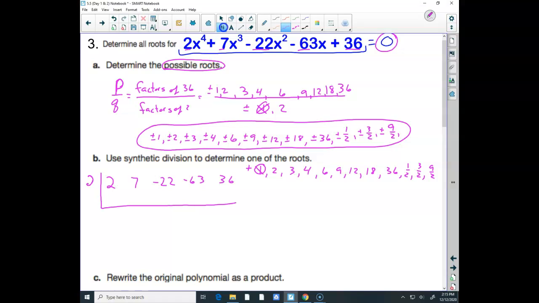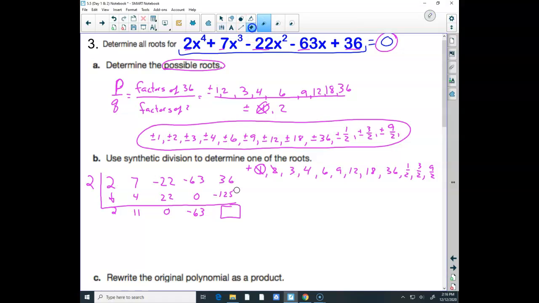So I'm going to try 2. Okay? And there's no special trick. That's the only little trick I know in here: with positive 1, add the coefficients. So then I'm going to drop down my 2 and say 2 times 2 is 4, plus 7 is 11, times 2 is 22, gives me a 0, times 0 gives me a negative 63. Obviously, negative 63 times 2, that's negative 126. There's no way that's going to be 0 right here, and that's what we need. So that means 2 doesn't work.